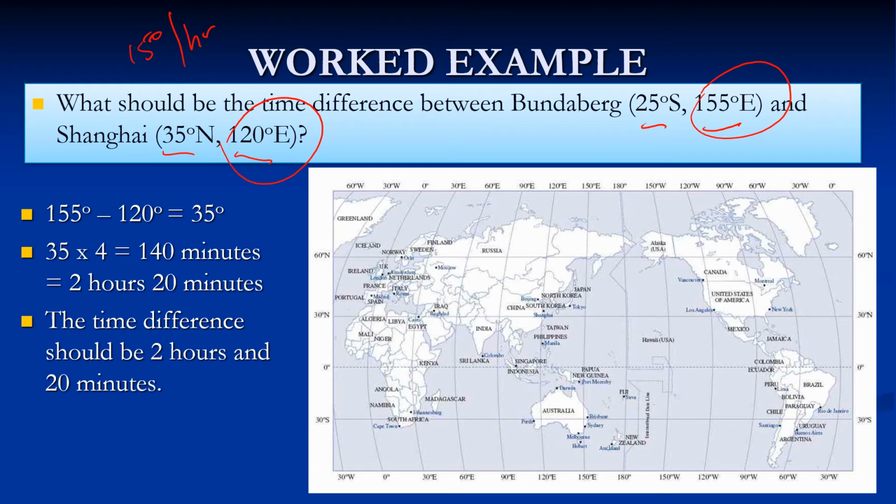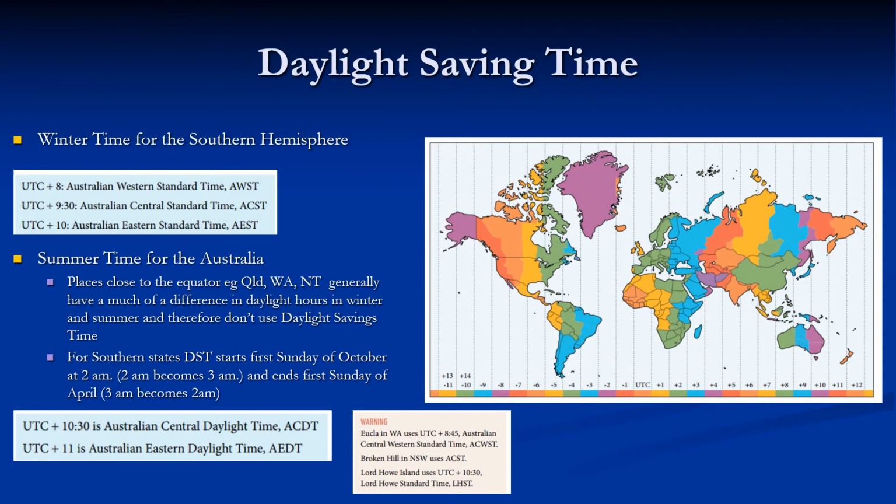What have we got here? 35 times 4, what's that? 4 minutes per degree. And actually, I'd advise you to stick with this one here. Just work out from 15 degrees per hour, and then we just say, well, 35 degrees divided by that equals 2 and a bit. So in this case, it's about 2 and 1/3, so that should be around 2 hours and 20 minutes.